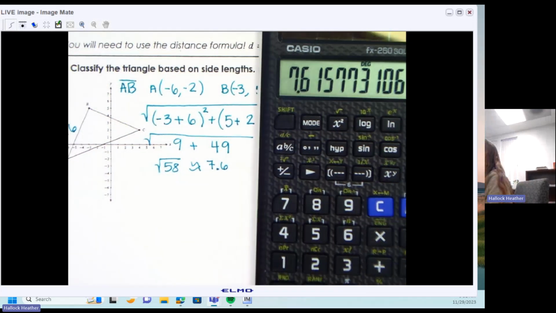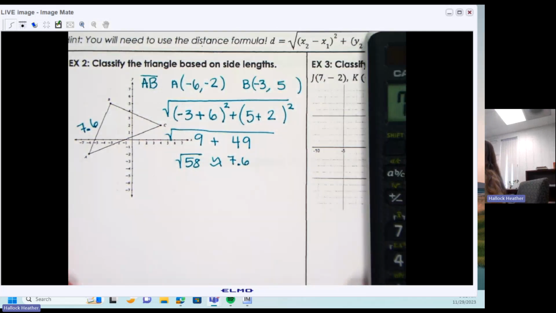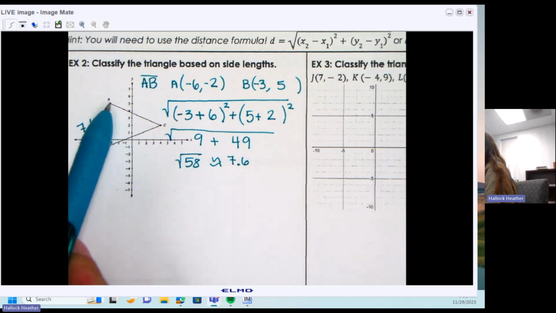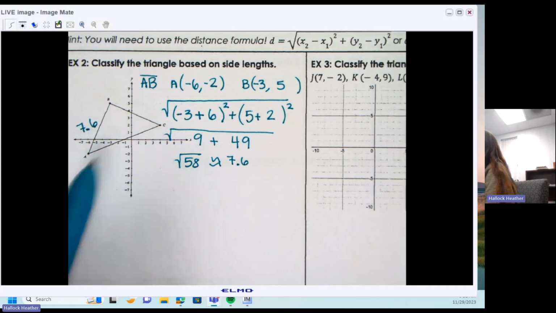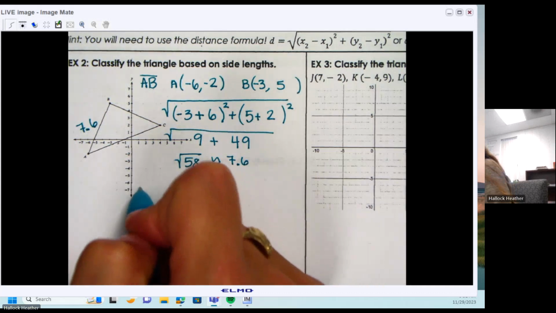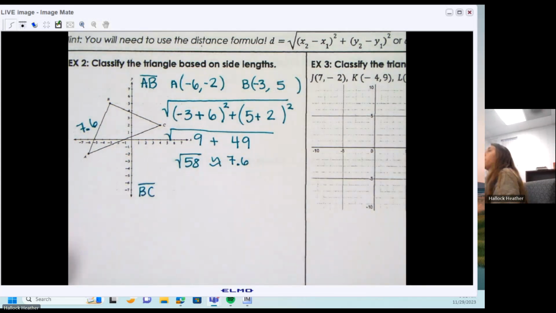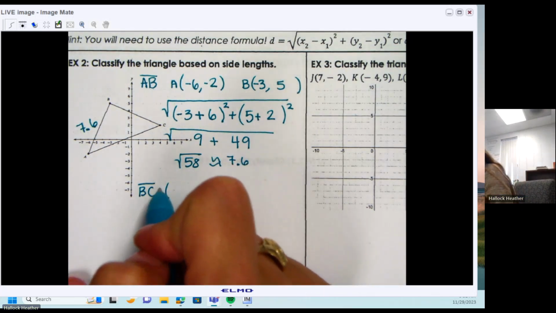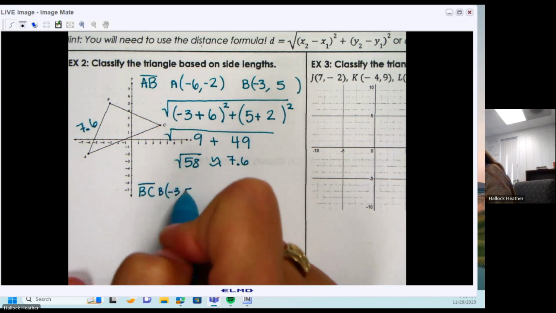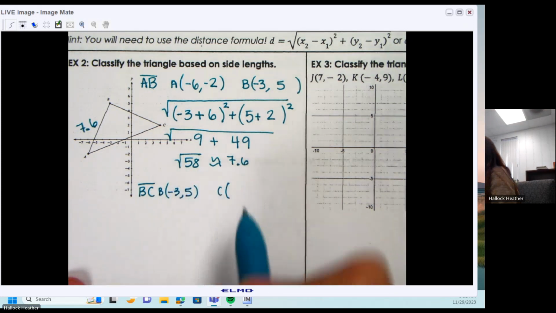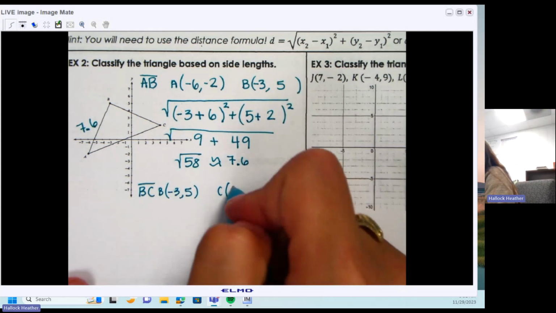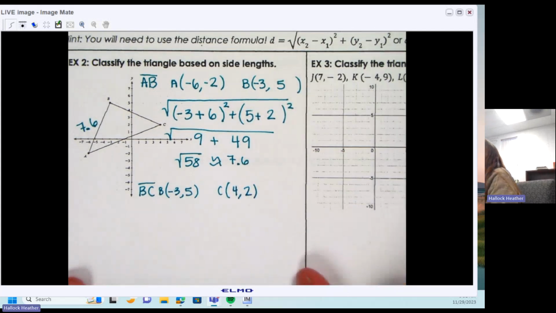We need to compare that length to the other side that we think it might be equal to, to make sure it's either the same or not the same. So now I'm going to do BC because I know AC is not going to work. So B, once again, B's coordinate point is -3, 5. C is at 4, 2.